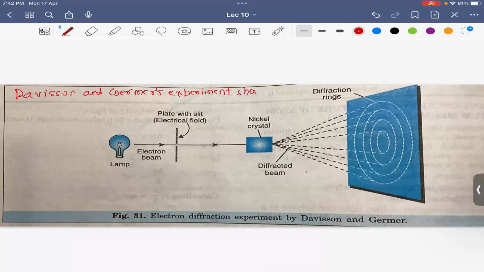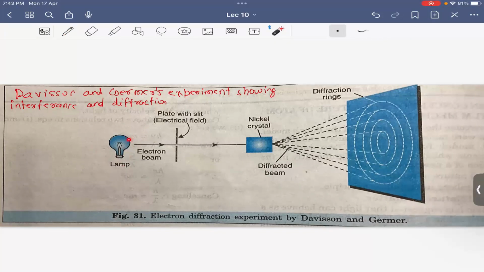Showing interference and diffraction. Davisson and Germer subjected monochromatic streams of electrons from a tungsten filament. So this is a tungsten filament and a beam of electrons was ejected from here, under the influence of an electric field so as to accelerate the speed of the electrons. When these electrons were made to strike against the nickel crystal, concentric dark and bright fringes were observed, right? So these are the dark and bright fringes which were observed. These rings were called diffraction rings, and the phenomenon was called diffraction.